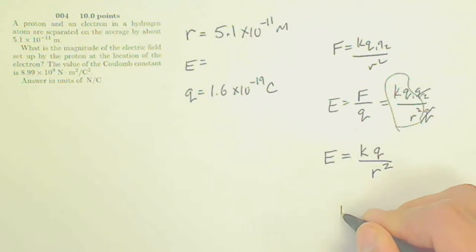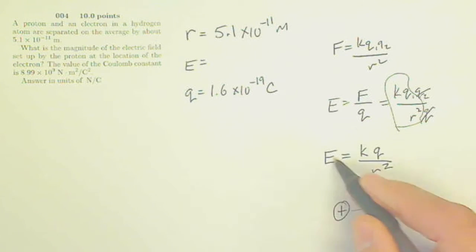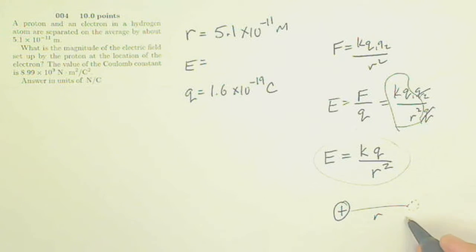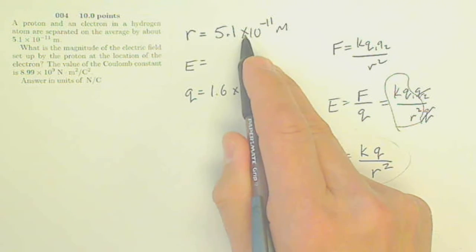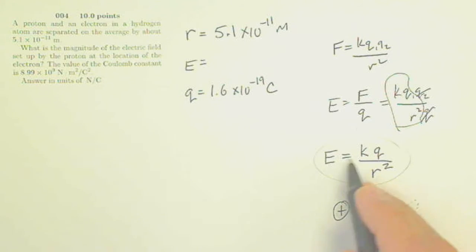So if I have a positive charge here and I've got this location in space some distance r away, well, that's going to be the formula I use, KQ over r squared, to tell me the electric field strength there, even without the electron there. So if I use KQ over r squared, there's Q, there's r, I'm looking for E, and I know K is, what, 8.99 times 10 to the 9th.